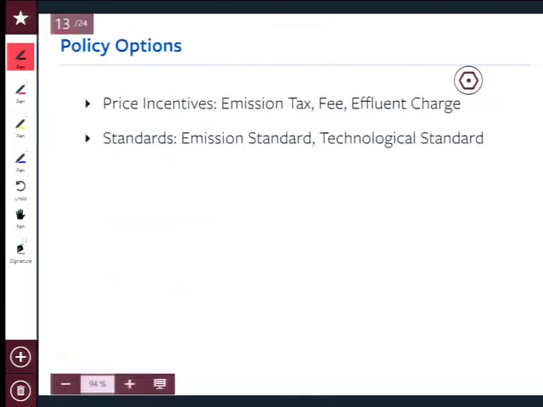All right. So we could talk about policy for decades, and people will talk about policy for decades, but there are essentially two types of policies that we as regulators use in order to incentivize firms to produce less than what they would do in the absence of such policy. There are so-called price incentives, and we will see these in a second.